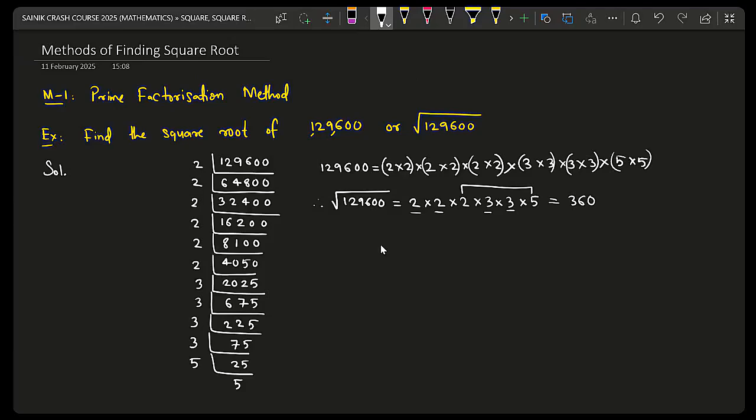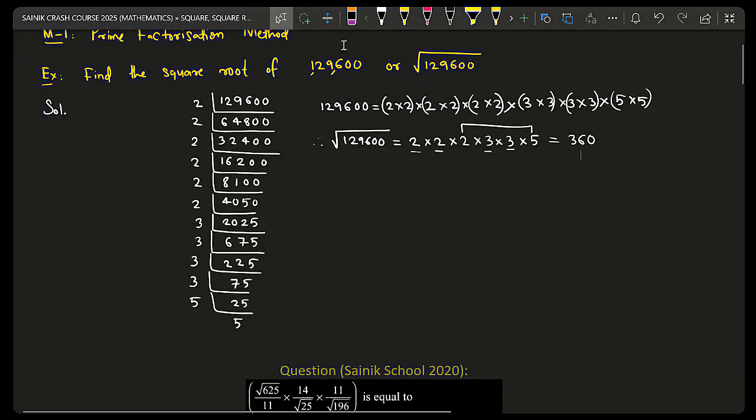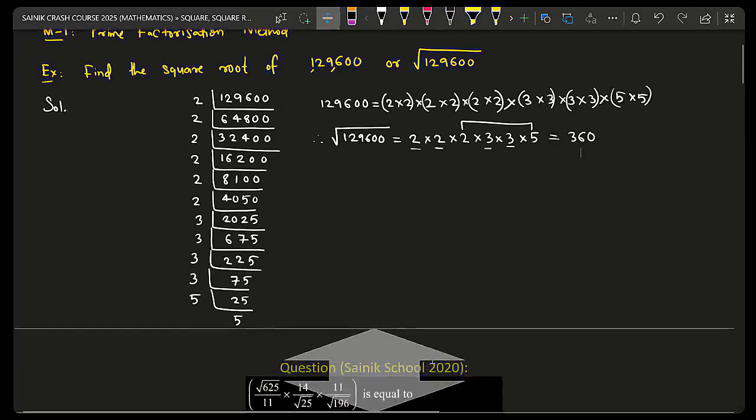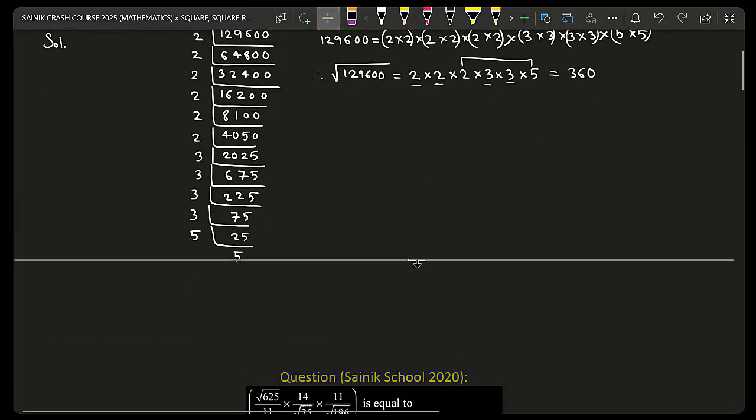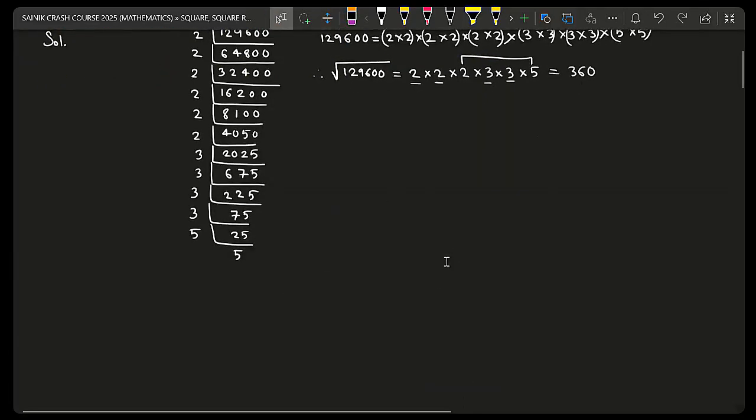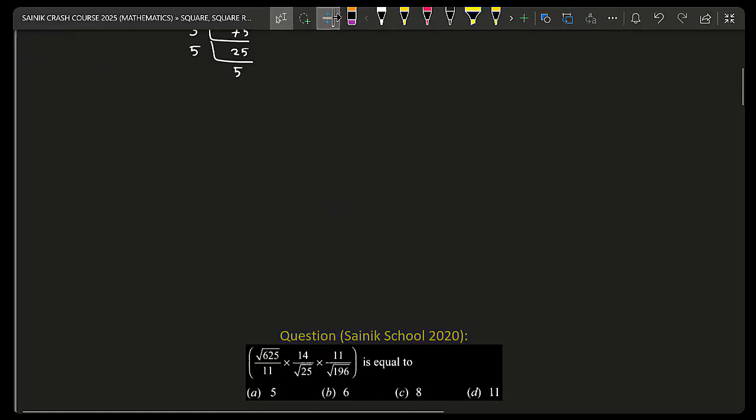Now, for the same number, we are going to apply one more method that is called the long division method. I hope everybody understood this method. So later, while you are listening to the recorded lecture, you can pause it here and copy. Next, we are going to discuss method number 2, that is the long division method.